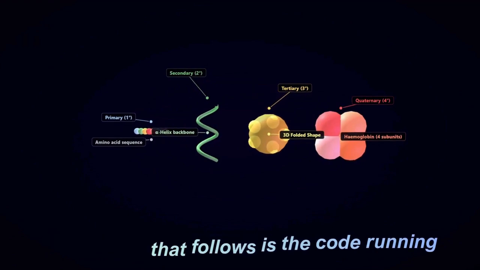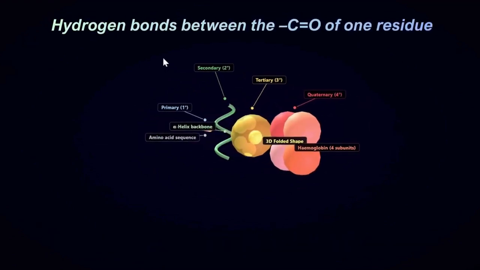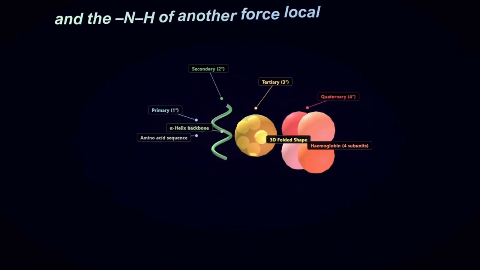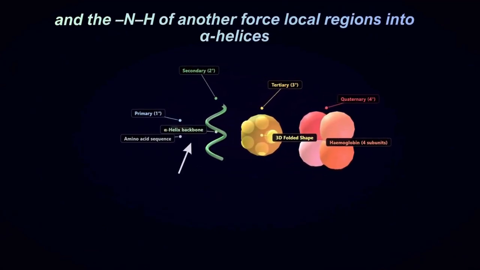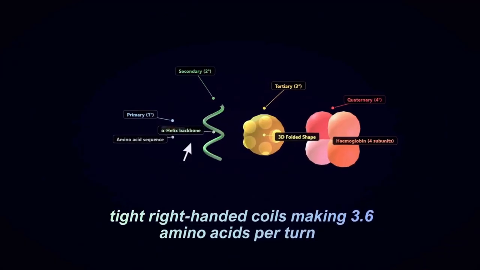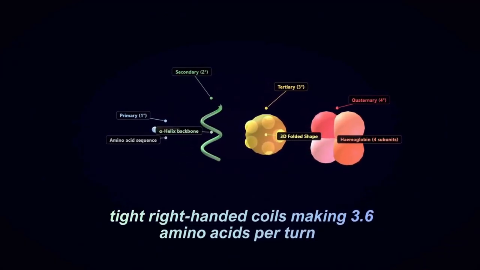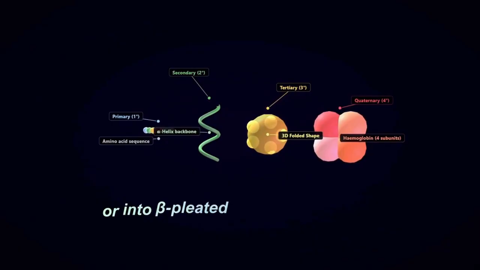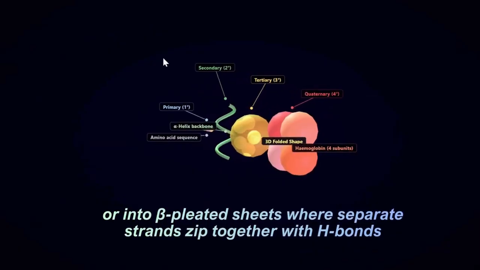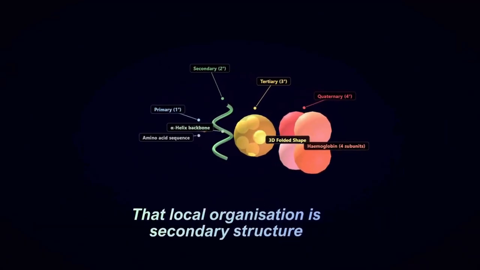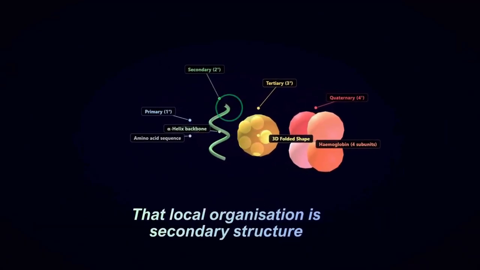The backbone does not lie flat. Hydrogen bonds between the C=O of one residue and N-H of another force local regions into alpha helices, tight right-handed coils making 3.6 amino acids per turn, or into beta pleated sheets where separate strands zip together with H bonds. That local organization is secondary structure.